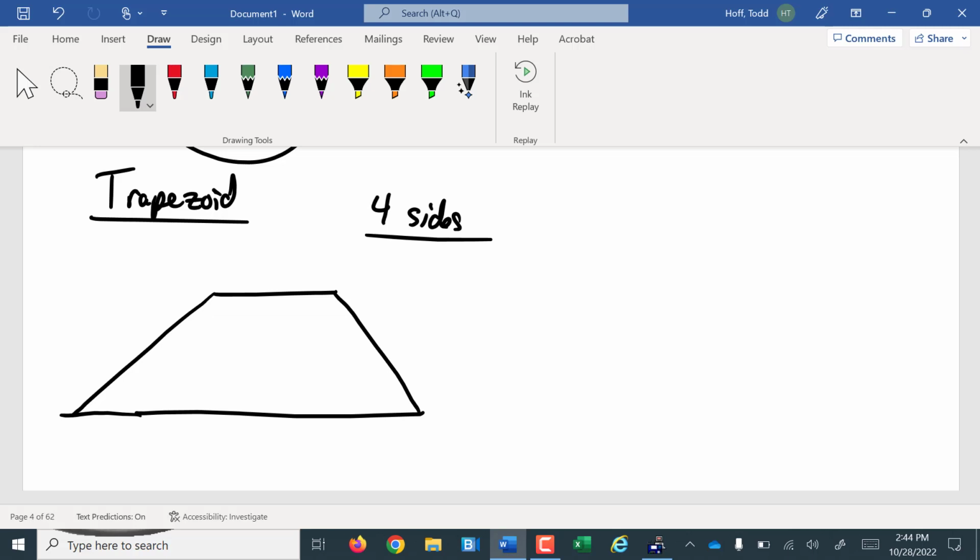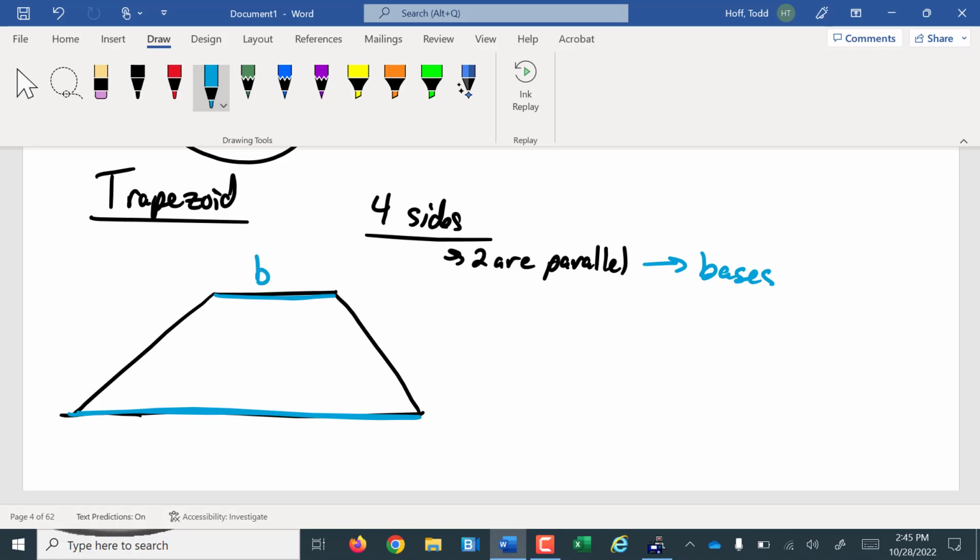It's got 4 sides and 2 are parallel. So the 2 sides that are parallel, here it's the 2 that I'm going to put in blue here, those are called bases. So I'm going to label the small one with a little b, the big one with a big B. And then the distance between those bases is called a height.